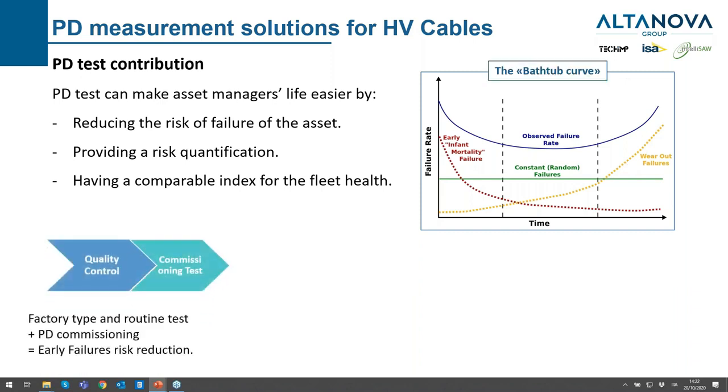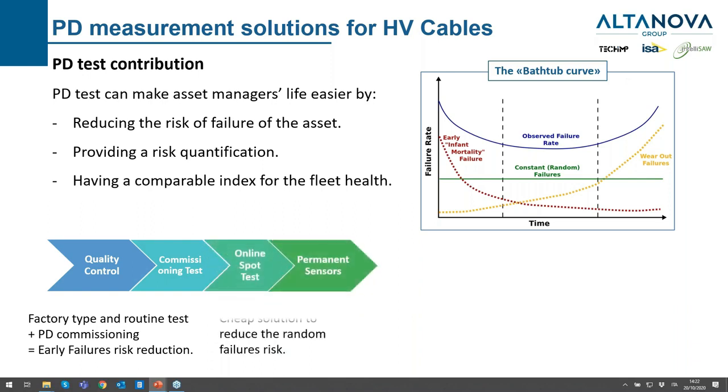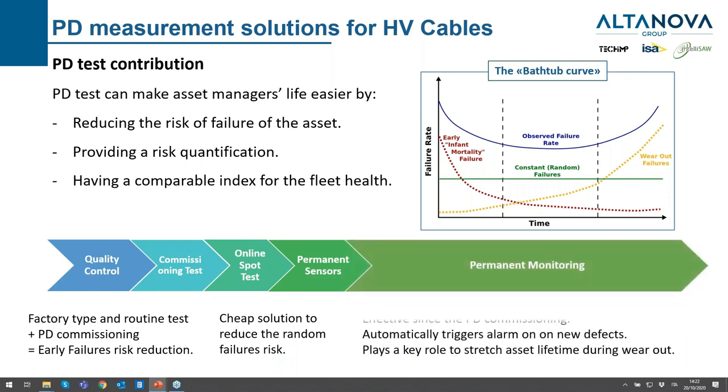So, in the first part of the life of the cable, we can do quality control and commissioning tests. Those will reduce the failure risk in the early life. We can perform online spot tests and install permanent sensors to reduce the random failure risk. We can install a permanent monitoring system to fight the wear out failures of the high voltage cable.